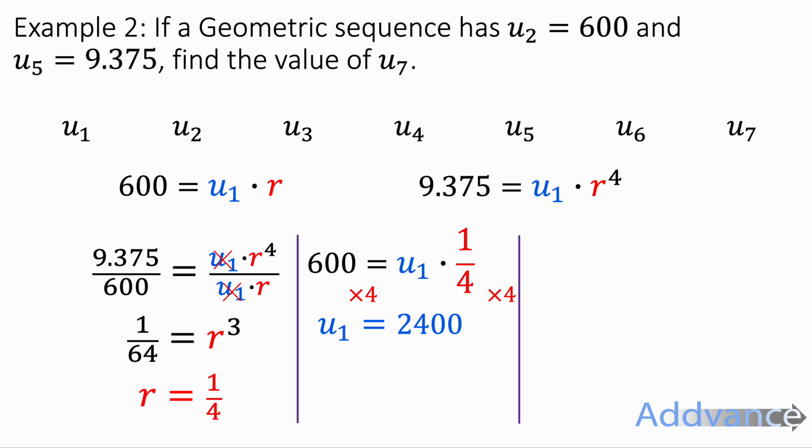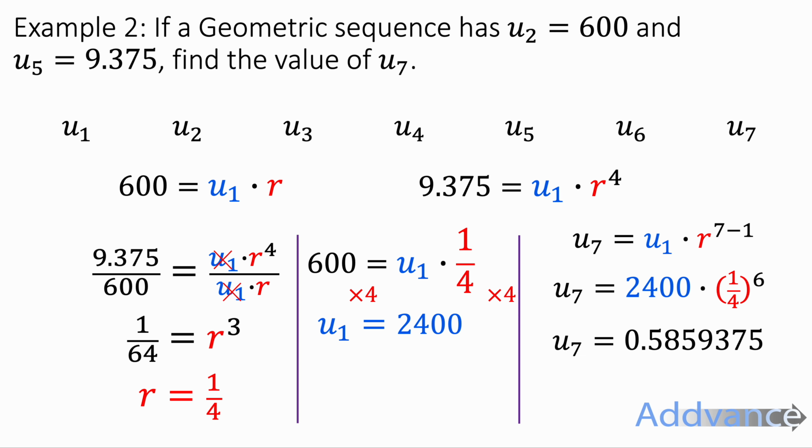Now I just need to substitute into the equation for the nth term to find u7. So the nth term, again, is this. And we're going to put n equals 7 to find the seventh term. u1 is 2400. r is 1/4. We type this into our calculator: 2400 times 1/4 to the power 6, which is 0.5859375. And that is the final answer. And we're done.